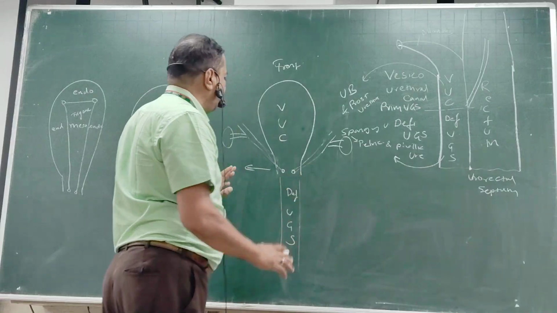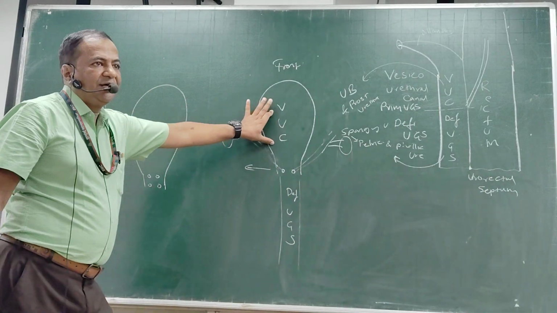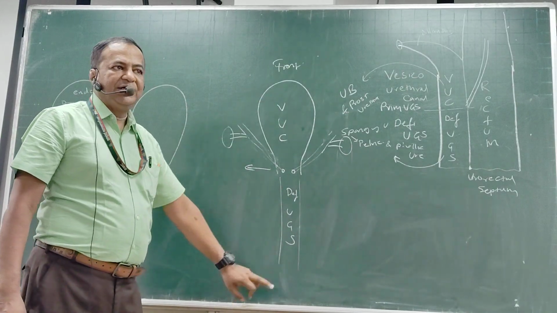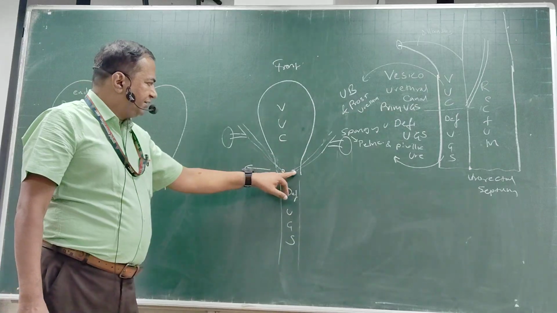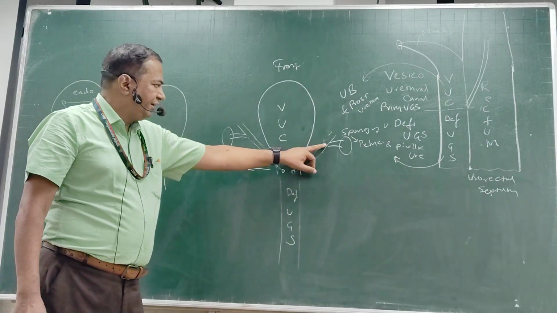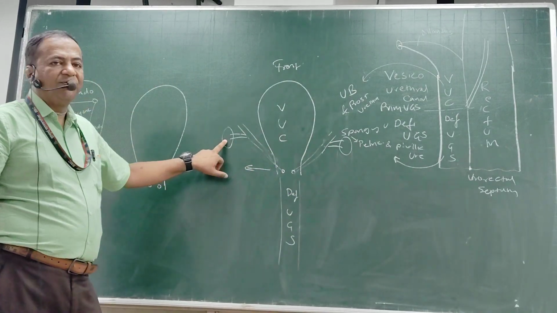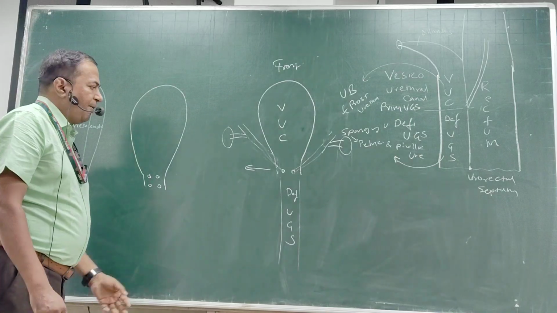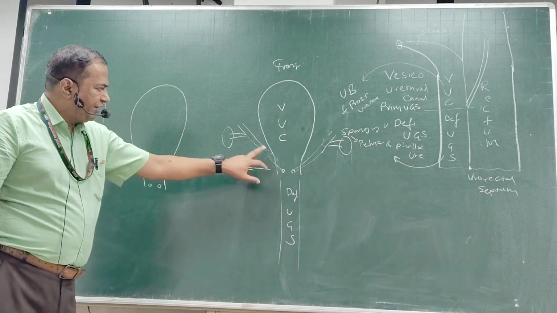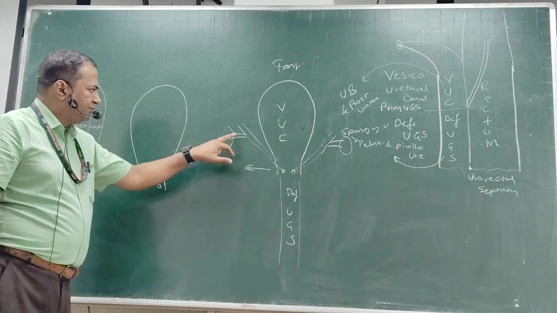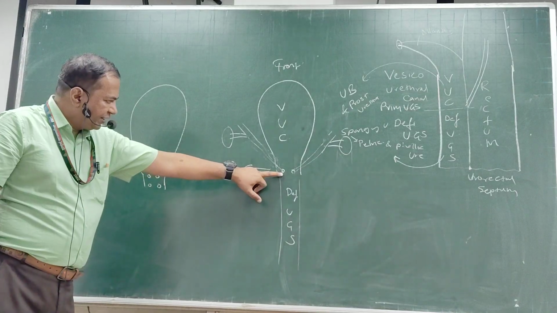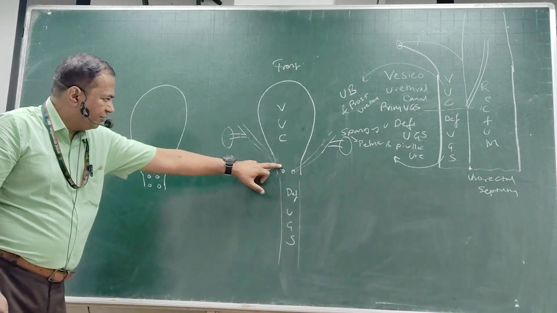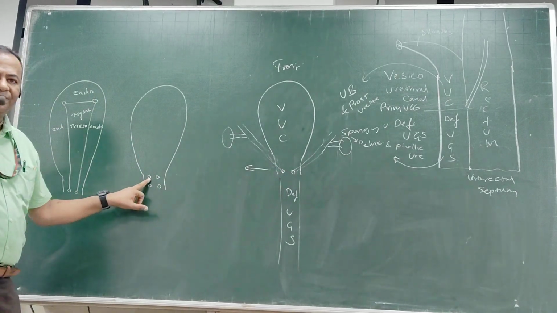Now you are looking at the front view. This is vesico-urethral canal. This is definitive urogenital sinus. These are the openings of the mesonephric duct which are giving ureteric bud which are going into metanephros. Now this part of the mesonephric duct gets absorbed. So now mesonephric ducts are opening and ureters will also open here. So you can see that.